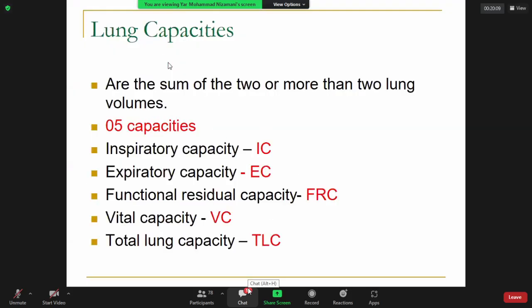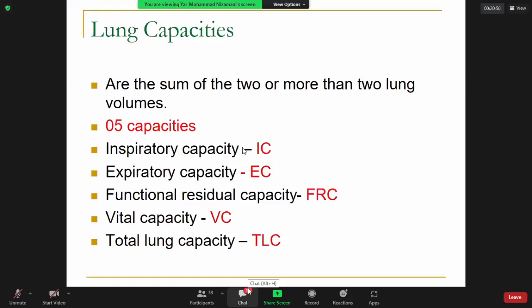Now we are done with the volumes. Now let's discuss the lung capacities. Lung capacities are nothing but the sum of two or more lung volumes. We have said at the start that the lung capacities are derived from lung volumes. So basically there are 4 volumes and there are 5 capacities. Number 1 is inspiratory capacity, number 2 is expiratory capacity, number 3 is functional residual capacity, number 4 is vital capacity, and last but not the least is TLC, that is total lung capacity. Now these are the sums of two or more volumes.